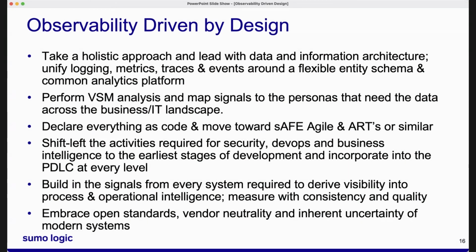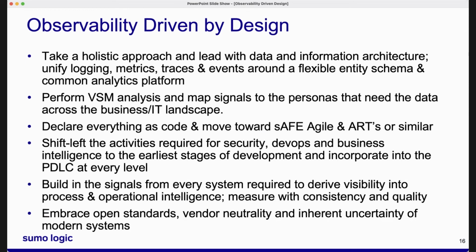So, just to take away, observability driven by design. You need to take a holistic approach. You need to lead with data and information architecture. It's not enough to be bottoms up. You really need to have a holistic view here, to unify logs, metrics, traces, and events, and all of this other data around a flexible entity schema and a common analytics platform that can give you insight across highly complex correlations and high diversity and cardinality.